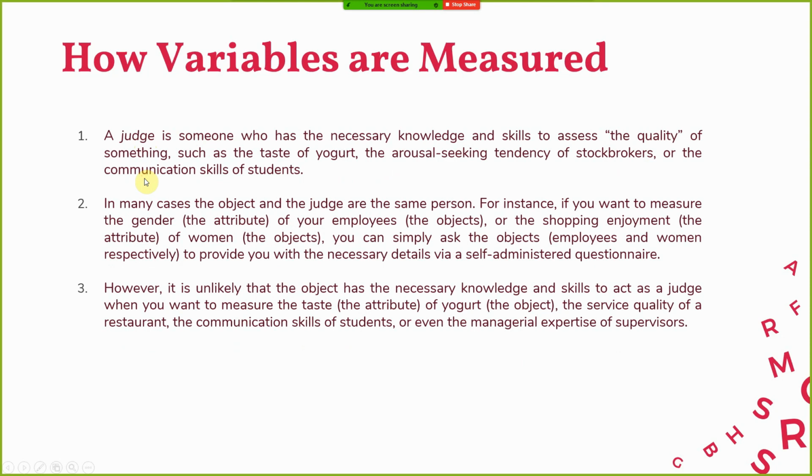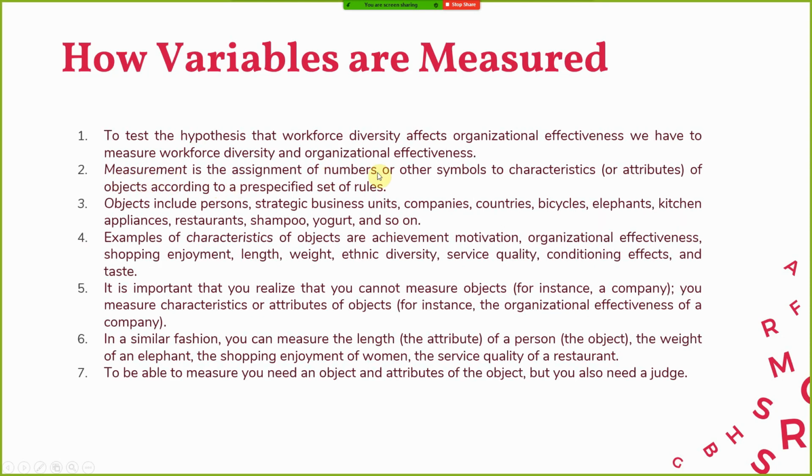Now, measurement is the assignment of numbers or other symbols to characteristics or attributes of objects according to a pre-specified set of rules. What you are doing is associating numbers or symbols to characteristics or attributes of objects. Now what are these objects? Objects include persons, strategic business units, companies, countries, bicycles, elephants, kitchen appliances, restaurants, shampoo, yogurt, and so on. Anything could be an object, anything that has attributes, anything that has characteristics.